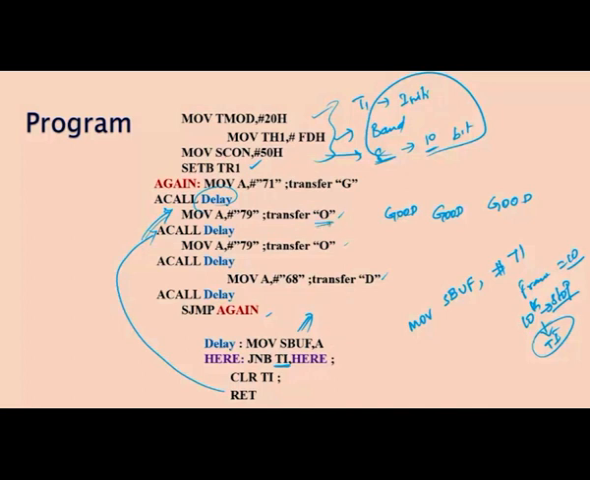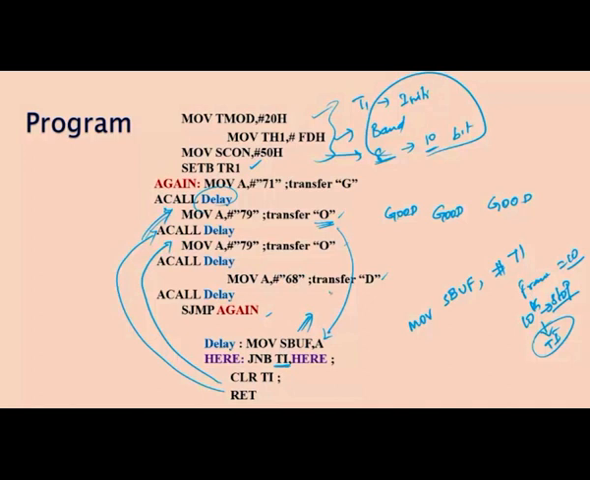So, the next character I get is O. The O is now moved to the SBUF, and the process is repeated until its transmission is complete. After the 10th bit it will exit from here, then it will clear, then it will move to the next character. The next character is also O; after getting into the accumulator it is moved to the SBUF, the same process, right.